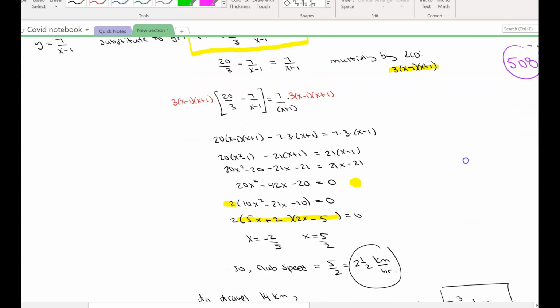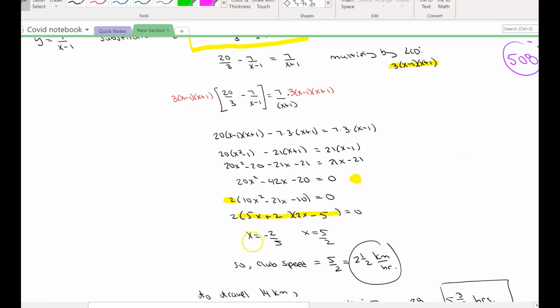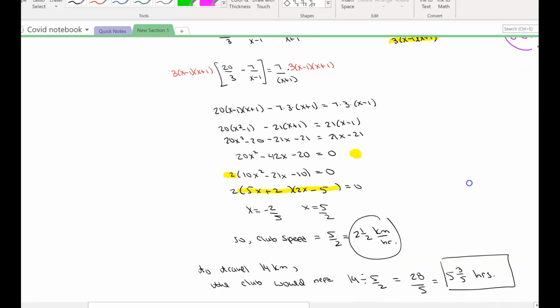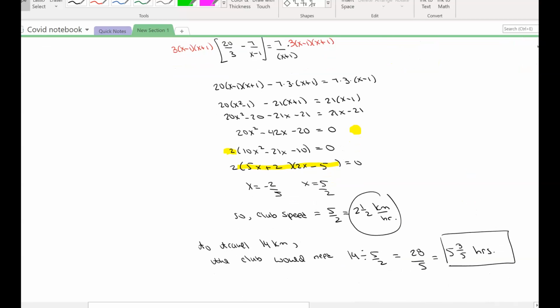Look at that. And at the end of the day, you get the club speed, or the people speed, equaling -2/5 or 5/2. Obviously, we don't have negative speed. So we just found the club speed, 2.5 kilometers per hour. Now, I think they asked you how long would it take if there was no current. So all we did was use speed times time equals distance, and I just did distance divided by speed, and you get your time.